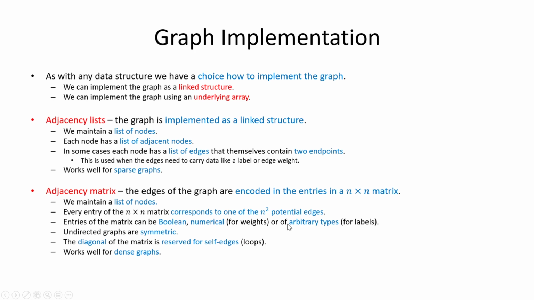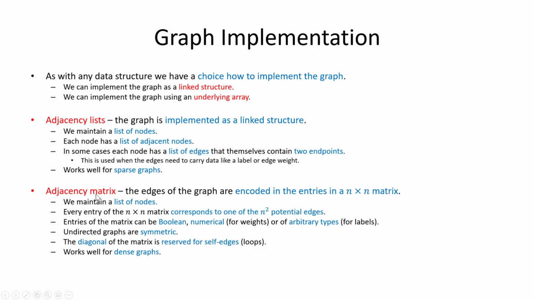And in general, we could put arbitrary stuff in the matrix if we want to put labels in there, or if our edges need more than just weights and endpoints, we can put other things in there as well. Sometimes the algorithms that we use store other data inside edges or vertices, so we might need extra stuff inside there.